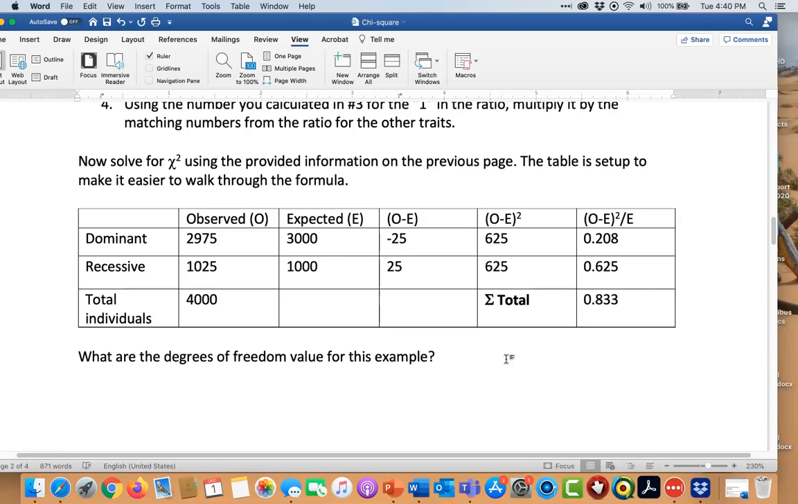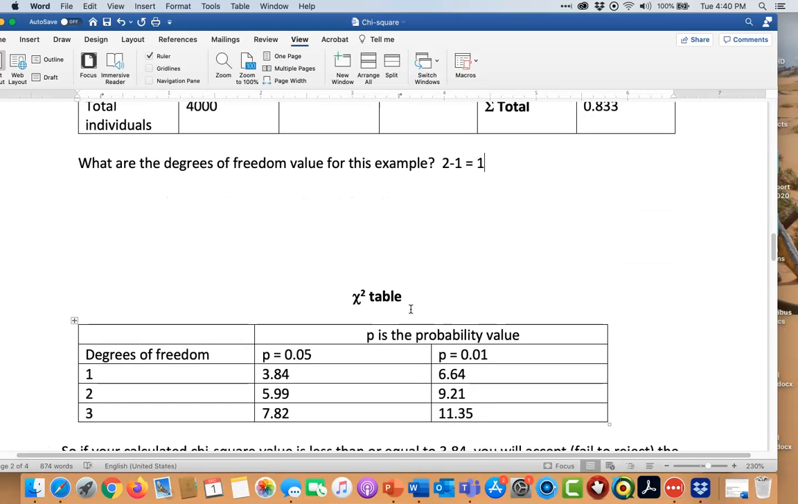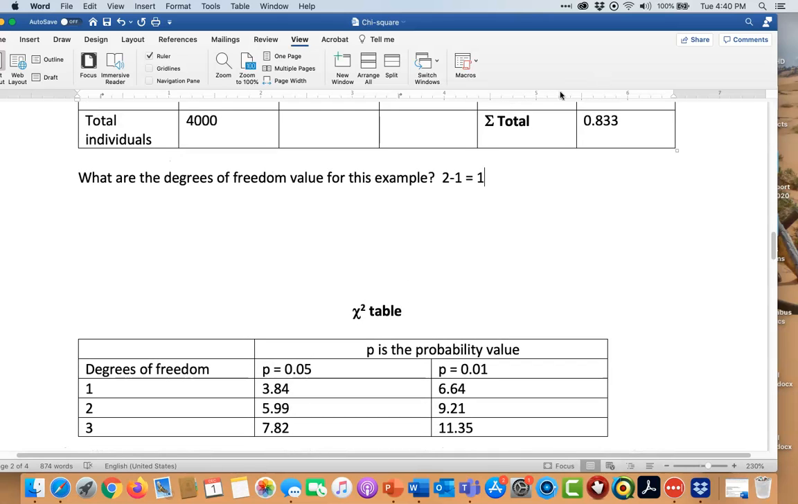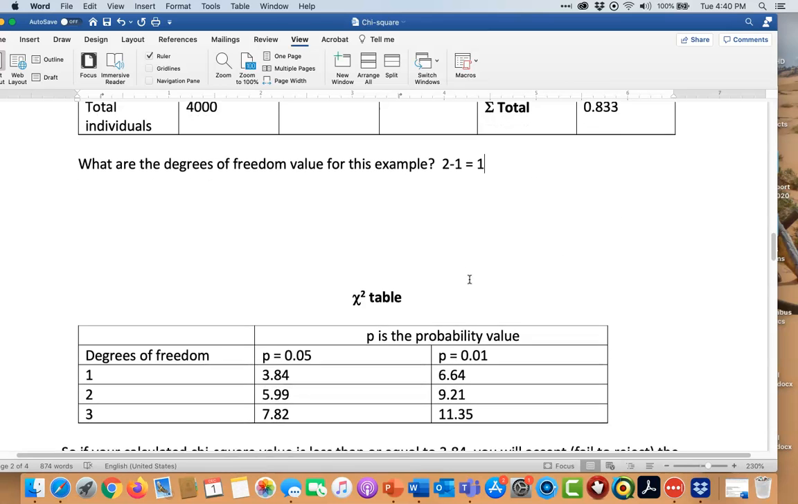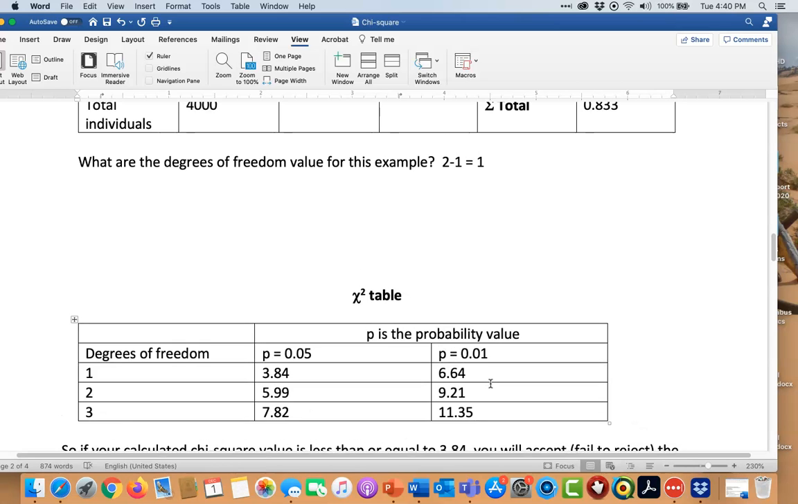So we know this one is 2 minus 1 for your degrees of freedom. So it's 1 because there are only two characteristics. So you can look up, I've got the small version of the table that Dr. Hall had. So we're looking for 1 degree of freedom. So you're looking to see if you've got numbers greater than either of these two. Our chi-square is smaller. So since it's smaller, then we are going to have to accept or fail to reject the null hypothesis in this case.